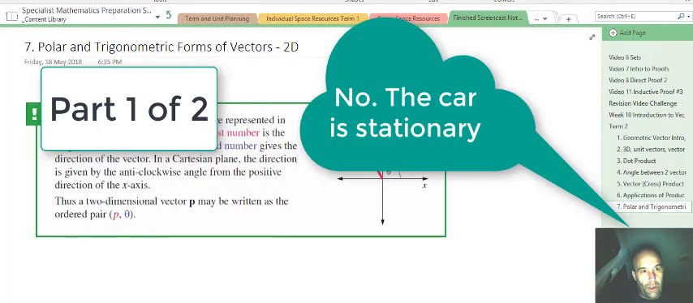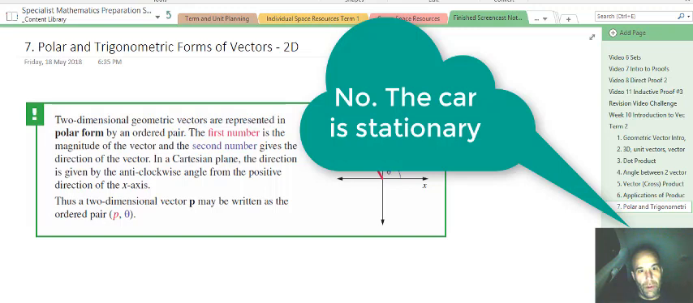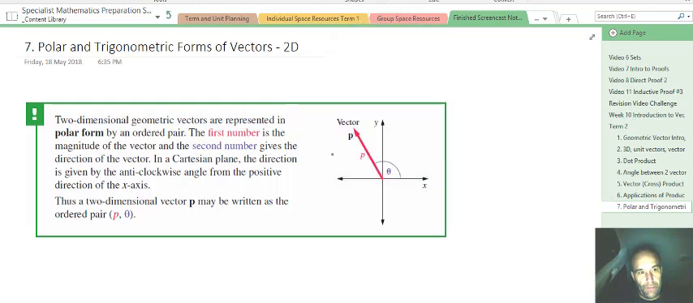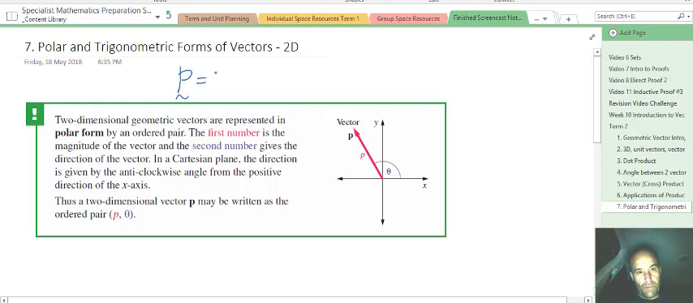We're learning about polar and trigonometric forms of two-dimensional vectors. We've looked at vectors already in Cartesian form, or sometimes that's called rectangular form. So we might have a vector P which equals xi plus yj. We're familiar with that form.